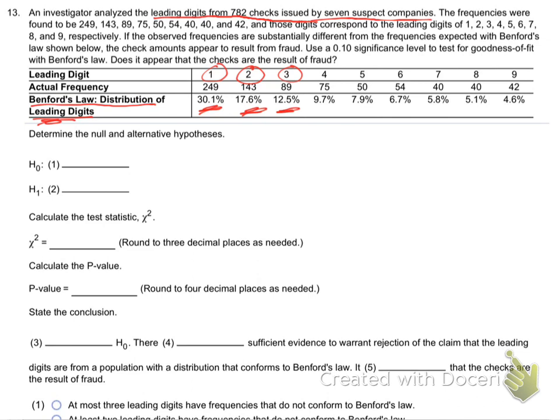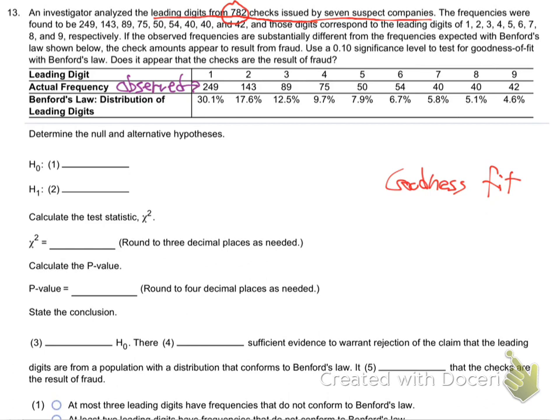Well, so basically this is another goodness of fit, because we're trying to determine how the actual results compare. In reality, they found out of the 782 checks, 249 had a leading digit of 1, 143 had a leading digit of 2, 89 had a leading digit of 3, etc. How well does that fit with what we expected from Benford's law, if there was really no fraud going on, if it was just like what naturally happens? So these are our observed numbers. This is what actually happened.